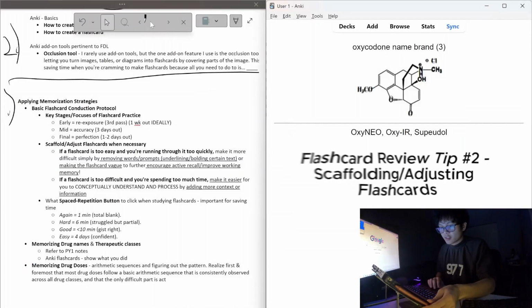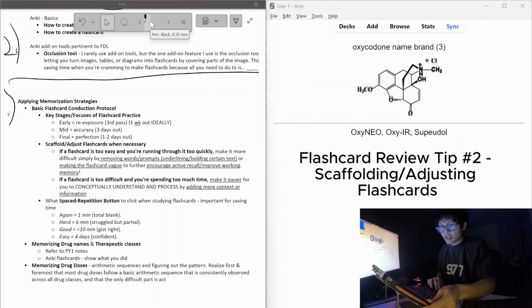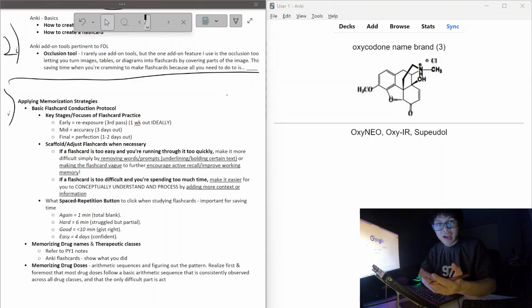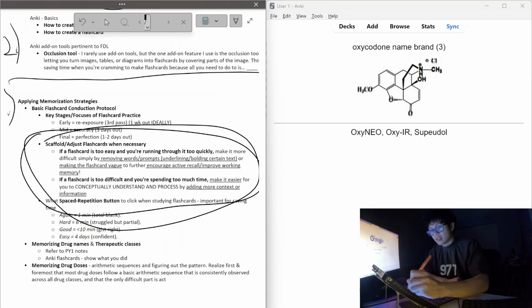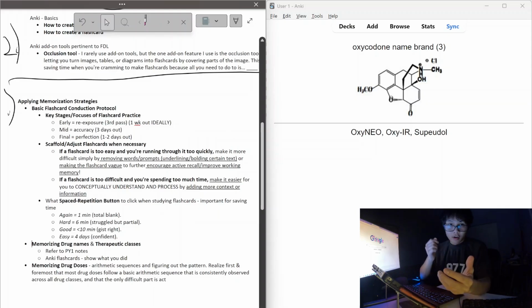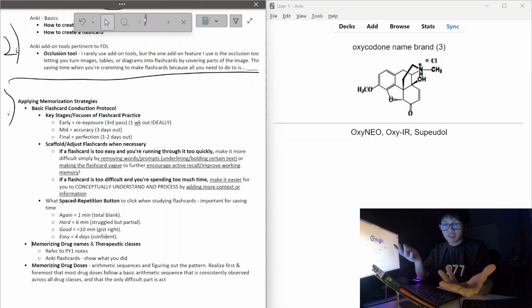All right. So the second key focus, or the second memorization strategy we want to use when we're going through Anki flashcards, is figuring out when to scaffold or adjust flashcards. So this is what we want to focus on. Okay, so the key idea here is to recognize when a flashcard is too easy or too difficult.